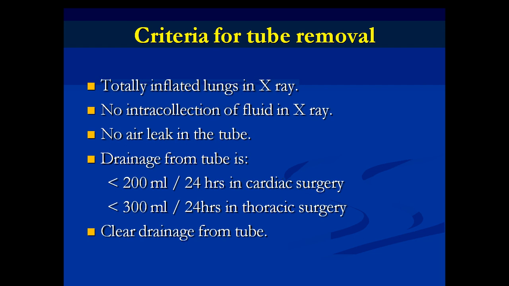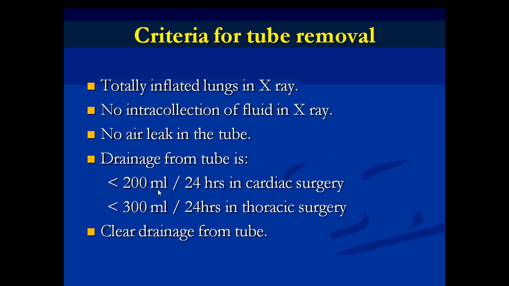But this amount should be serous. It should not be blood, because if it's blood, 200 ml per 24 hours is a significant amount, so we don't remove the tube. Okay? If the amount is 200 ml of blood per 24 hours, it's a large amount of blood. So for these amounts or numbers, it should be serous only.